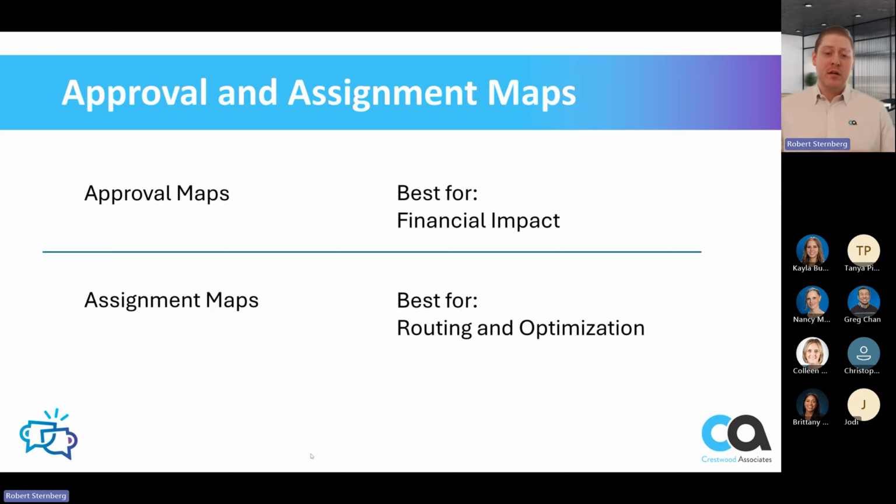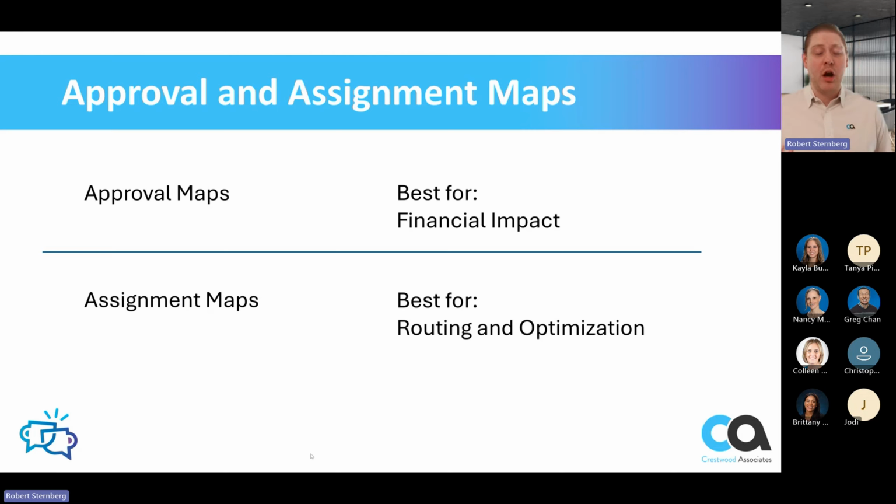Approval maps ensure that we have the separation of duties and allow you to report on it. We'll look at the advantages in just a moment. The second is assignment maps, and that's best for routing and optimization. I associate this most often to CRM. So we can automatically route cases, leads, opportunities to the right individual.